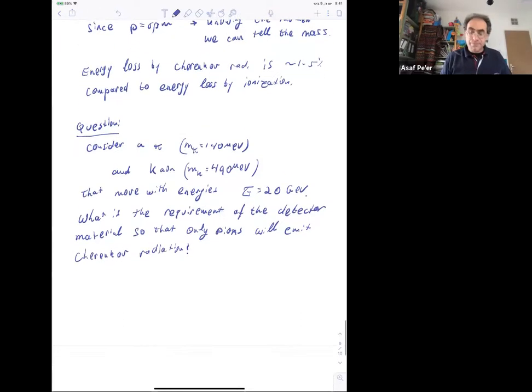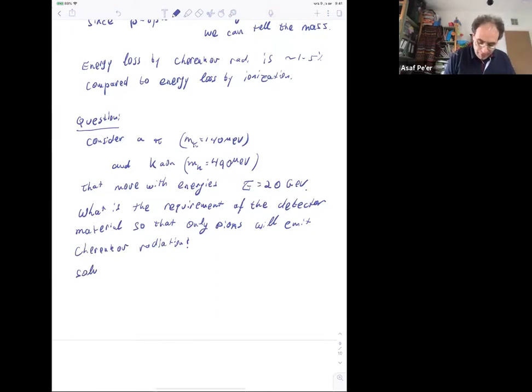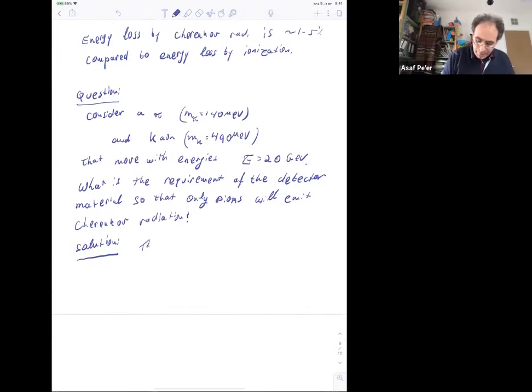So the solution should be quite straightforward, right? The condition for emission of Cherenkov radiation is that beta times n is greater than 1.